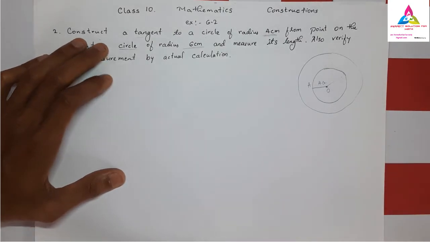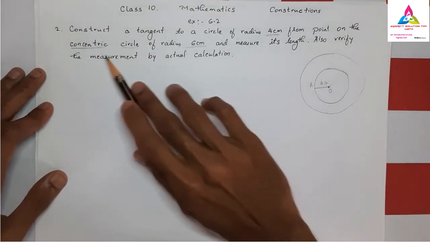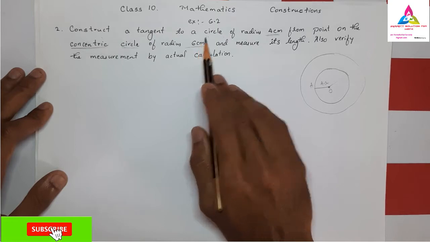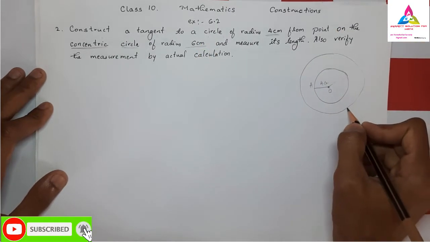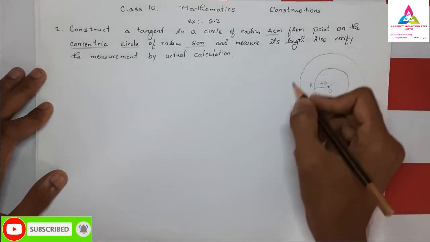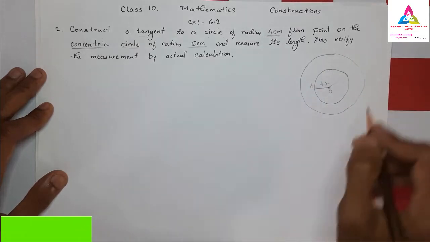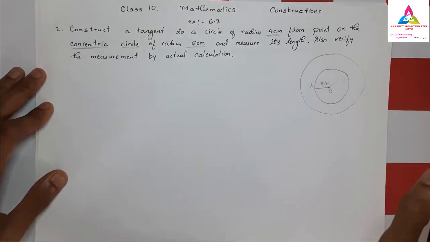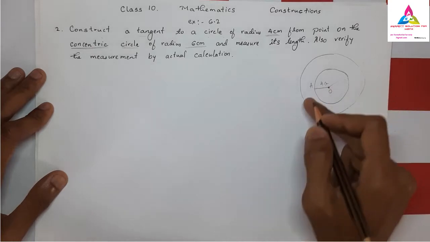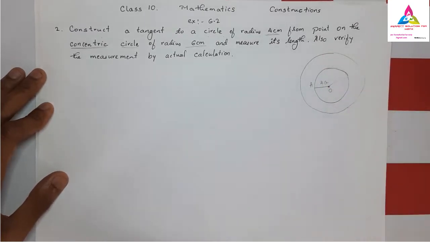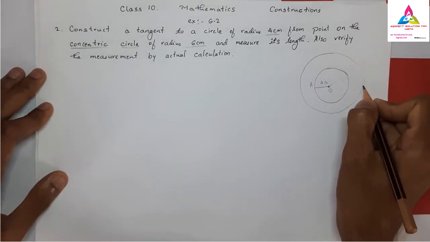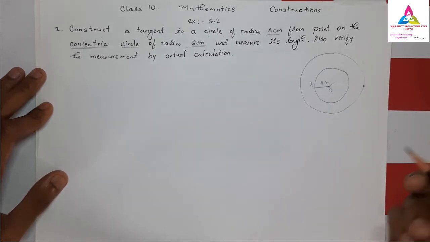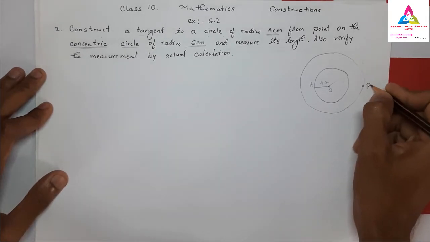One more thing, from where do we have to draw? From a point on the concentric circle of radius 6 cm. That means from the outside circle we have to draw the tangent. Anywhere on the outside circle take a point. It is left to you; you can take it on the left hand side, right hand side, up or down. I will take it here. From this point we will draw it. So this is P.